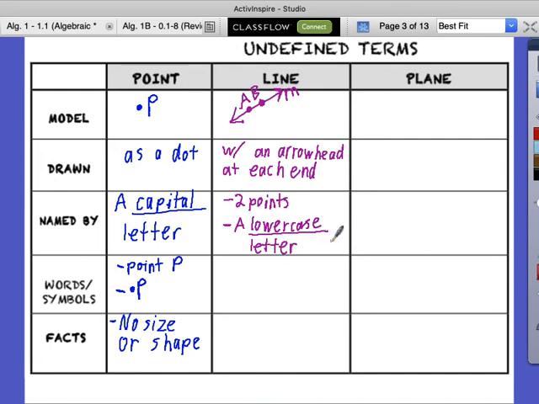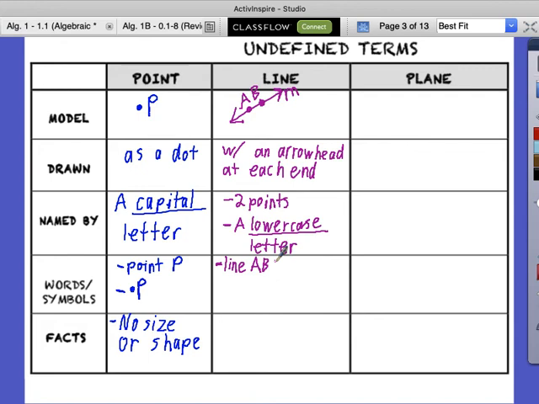We do 2 points on the line or a lowercase letter. If I were to put that in words, like in a sentence, I could say, write out the word line, and I'd put capital A, capital B. And so I named it by 2 points on the line, because A and B are both points on the line. They have to be capital, so that way we know there are points.